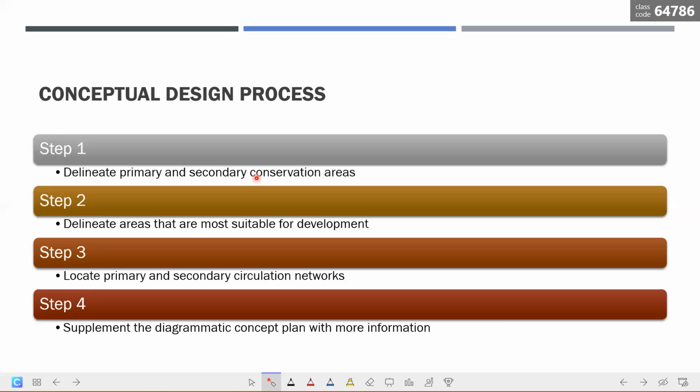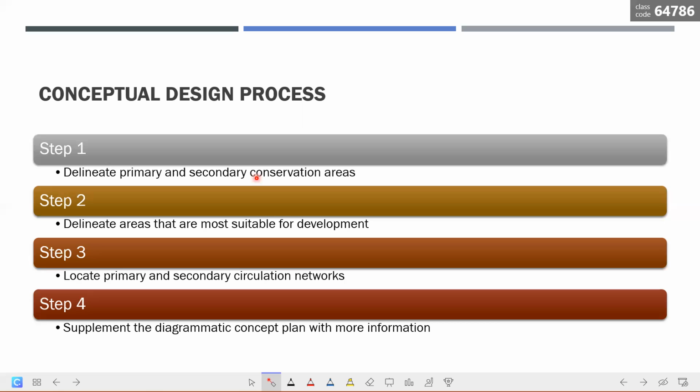Step 2, delineate areas that are most suitable for development. Of course, this step involves the site inventory and analysis, where you determine which of these sites are more suitable for development. For example, they are less prone to landslides. They are not on an extreme slope or an extreme ridge or wall. The areas that you want to use for development don't have loose soil on top, and so on.